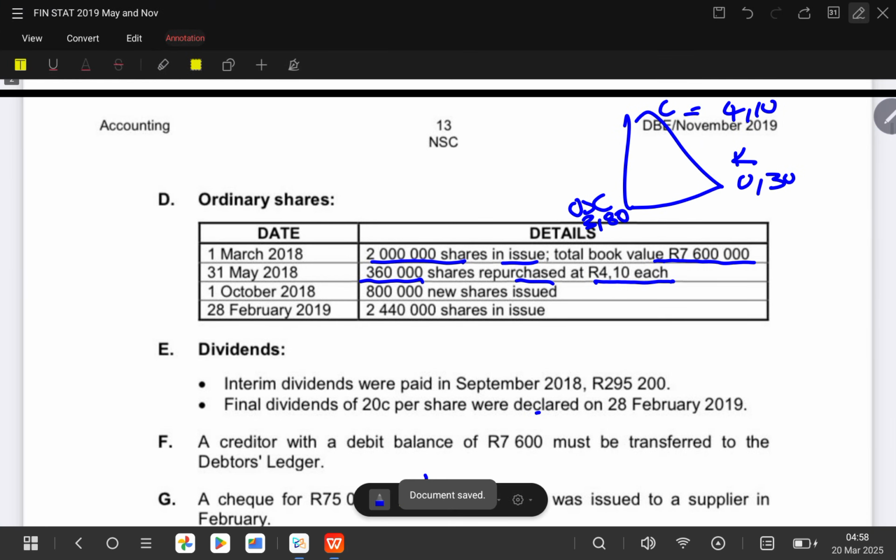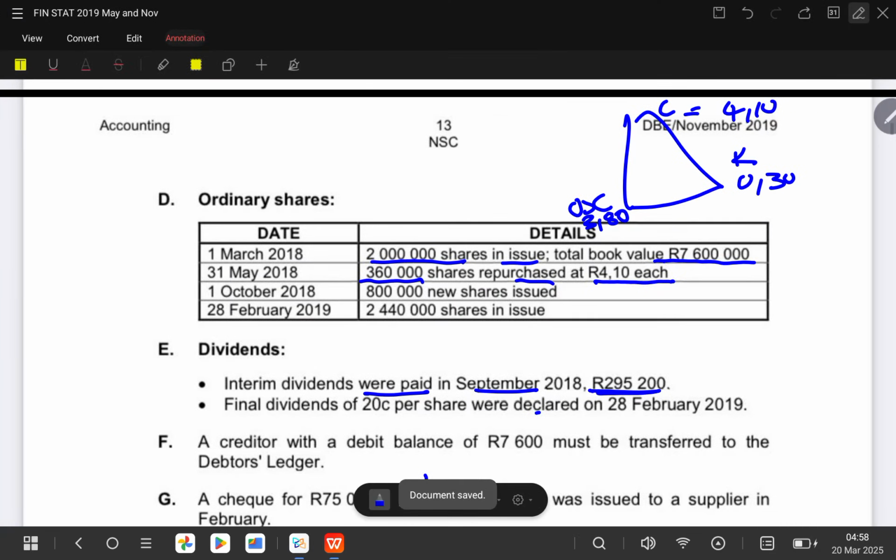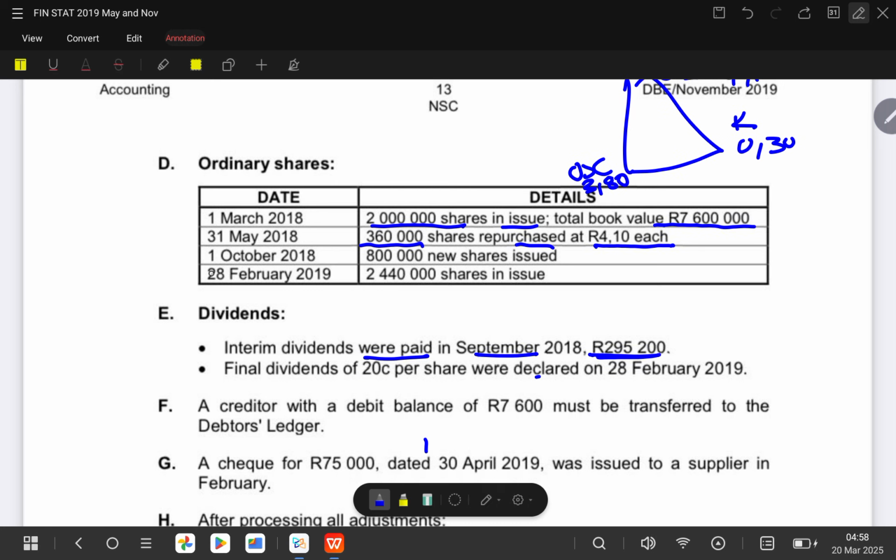The next transaction says that interim dividends were paid in September for 295,200. So you immediately put that in your page, 295,200. Remember, this should be in brackets, and then you go and look for your declared. Next thing, they're saying that on 1 October, 800,000 new shares were issued. Okay, this won't help us now.